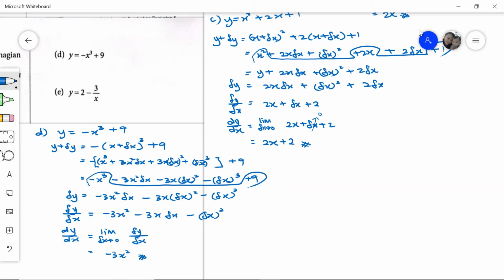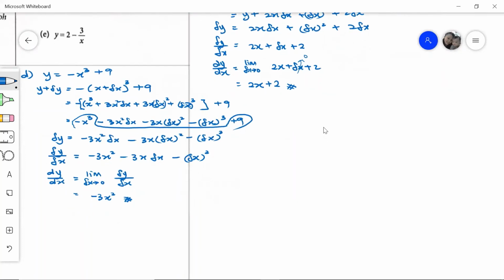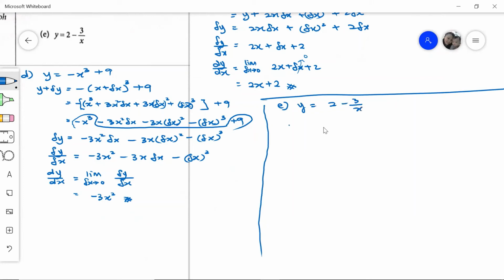All right, now let us move on with part E. Right, part E is the reciprocal function. Okay, so let's just do part E here. Now E, y equals to 2 minus 3 over x. So y plus del y equals to 2 minus 3 over x plus del x.